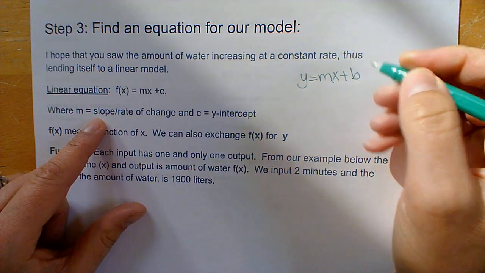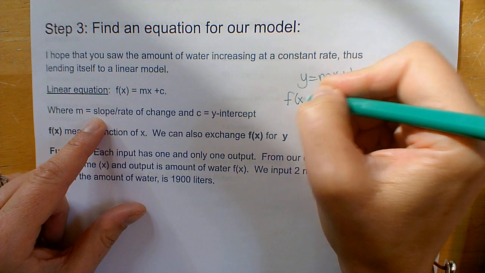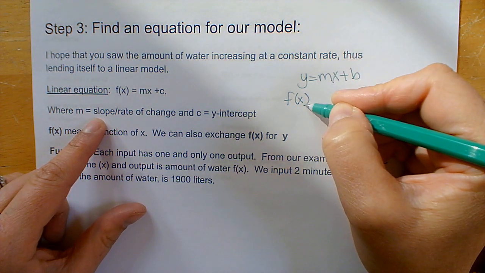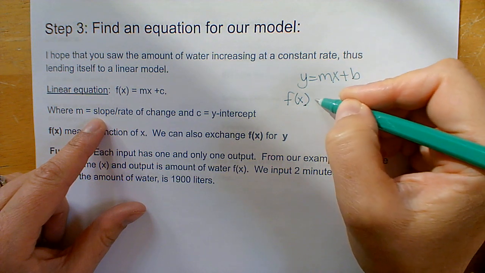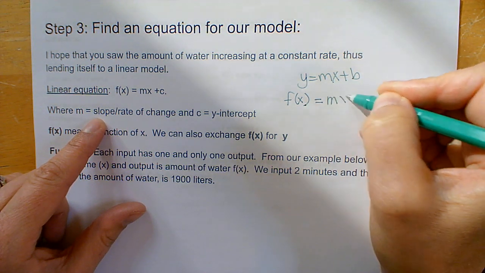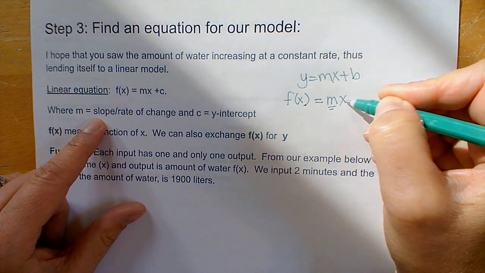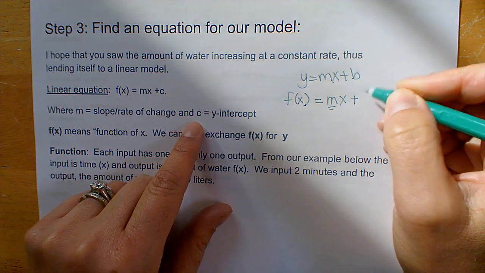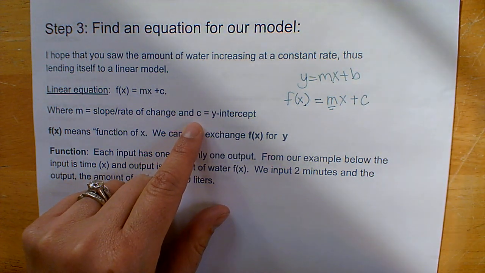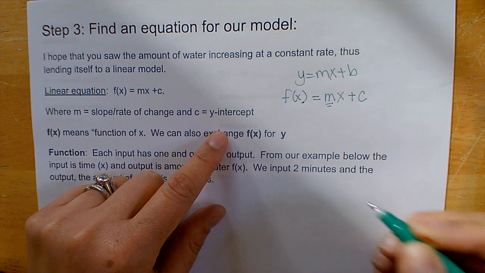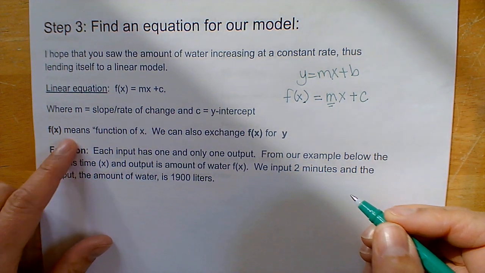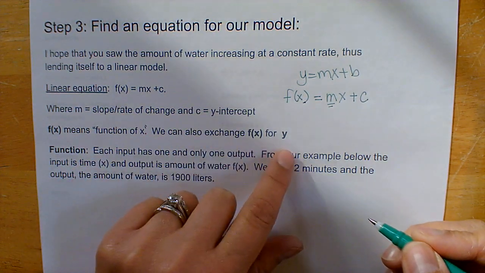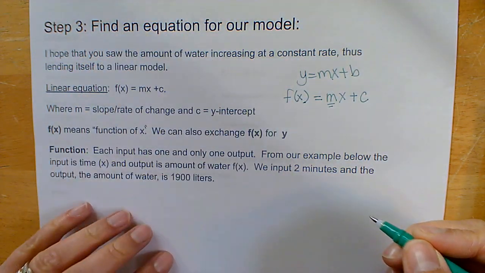Now for the IB world, they say we're going to make this a function. So instead of writing y, we're going to write this as a function of x. And I'm going to review function in a second. Equals, same thing, m is going to be slope. Here's your x variable. And then instead of saying b, they use the letter c to represent y-intercept. And remember, y-intercept is where the graph crosses the y-axis. So f of x means function of x. We can also exchange f of x for y, just as I did here.